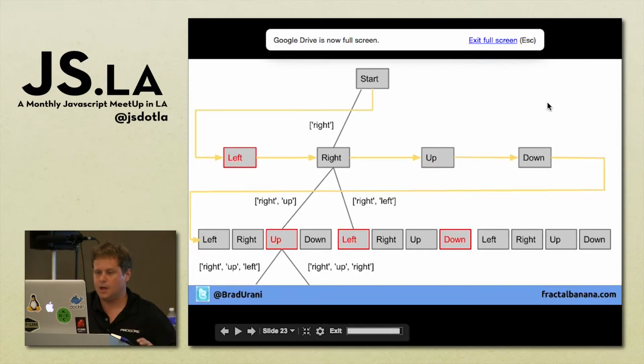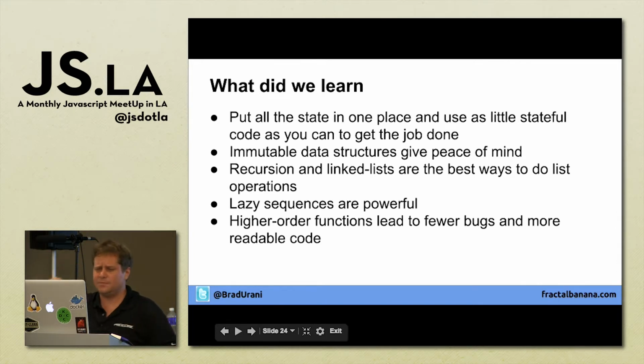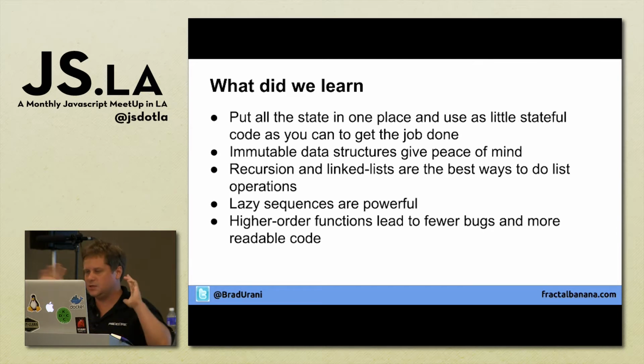Come on. So what did we learn? I didn't talk about this much, but put all the state in one place and use as little stateful code as you can to get the job done, which means don't mutate variables. Immutable data structures give us peace of mind because there's a whole class of bugs that they avoid. Have you ever passed a list down to something, modified it, gone back to the calling function and been surprised that it changed? We avoid those bugs.